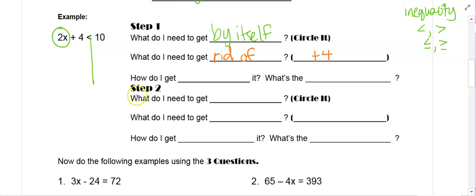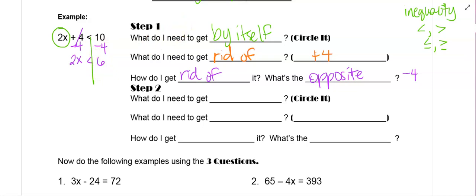Okay? And how do I get rid of it? What's the opposite? What is the opposite of a plus 4? It would be a minus 4, right? So I'm going to line it up right underneath it. Notice I had done my line down, so what I do to one side, I must do to the other side of that line. On this side, I'm left with 2x less than 10 minus 4, which is 6. Those do go together because they have the same last name.